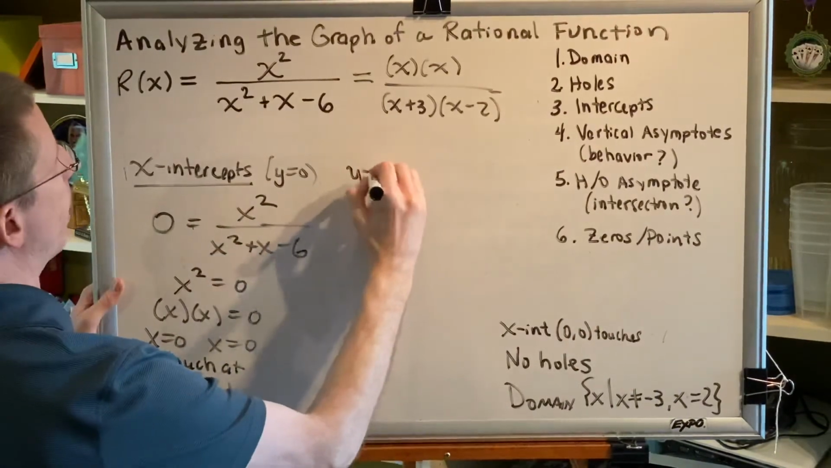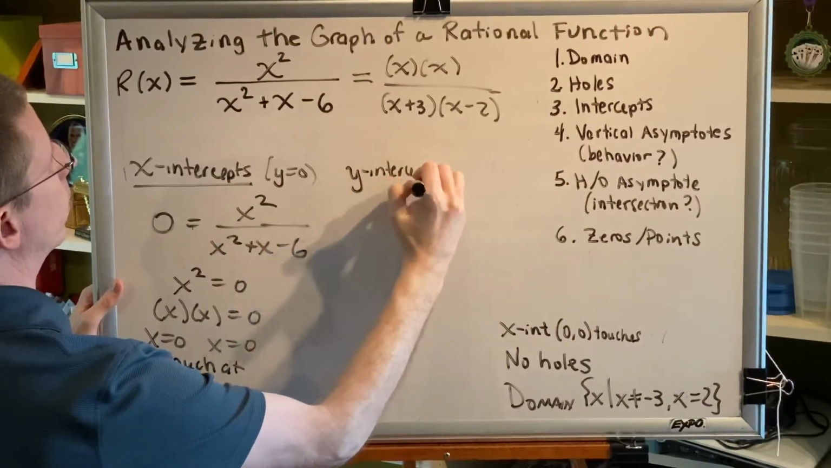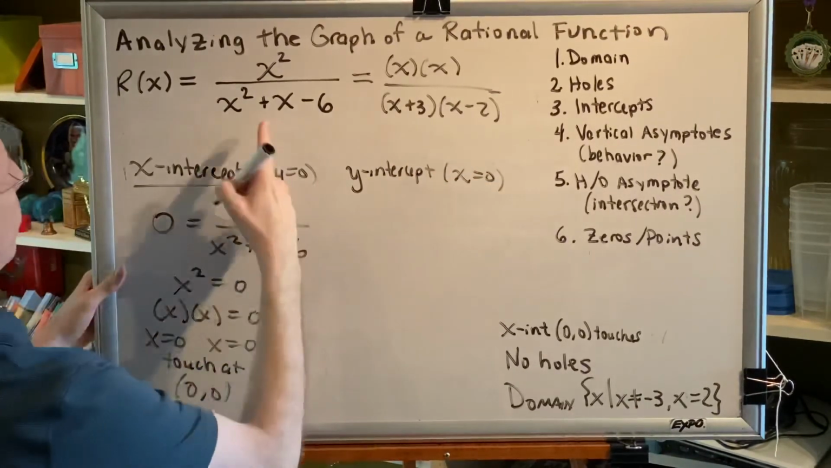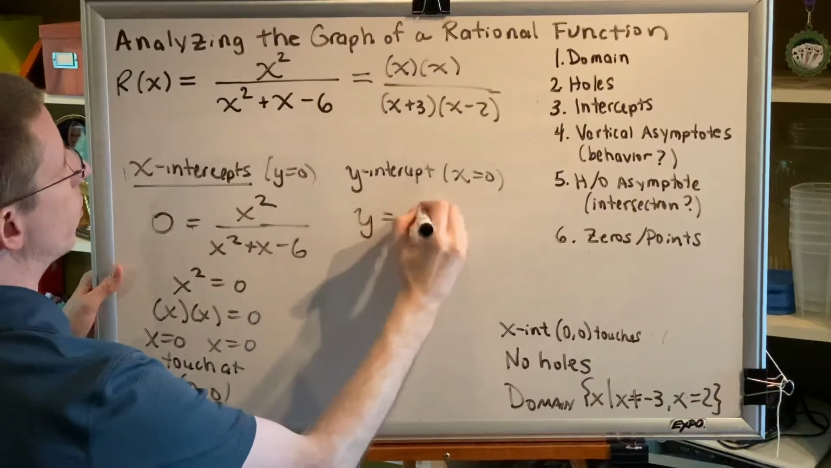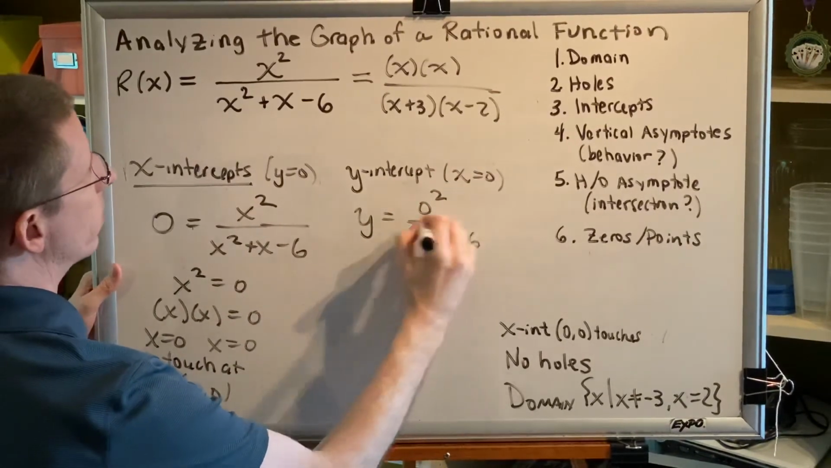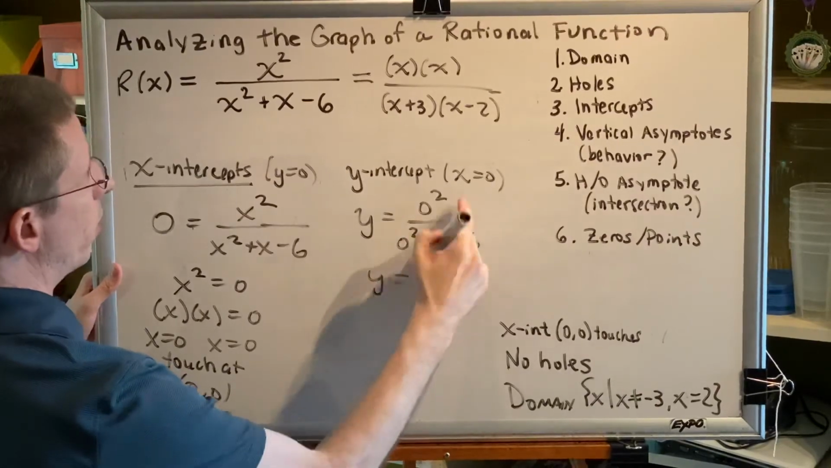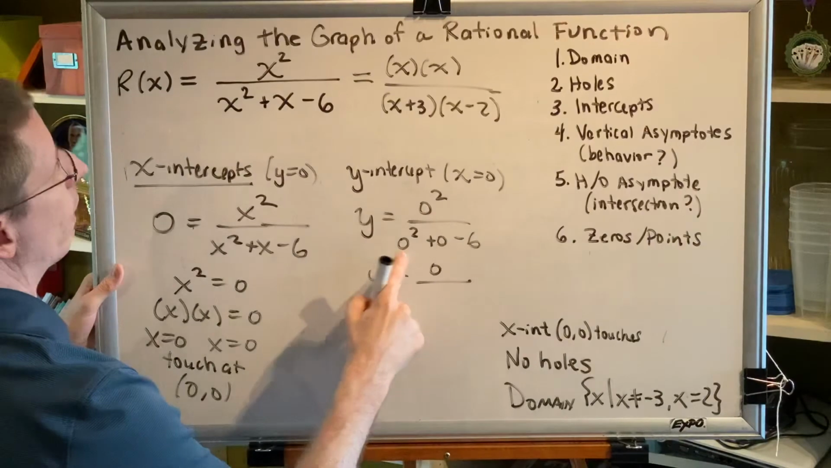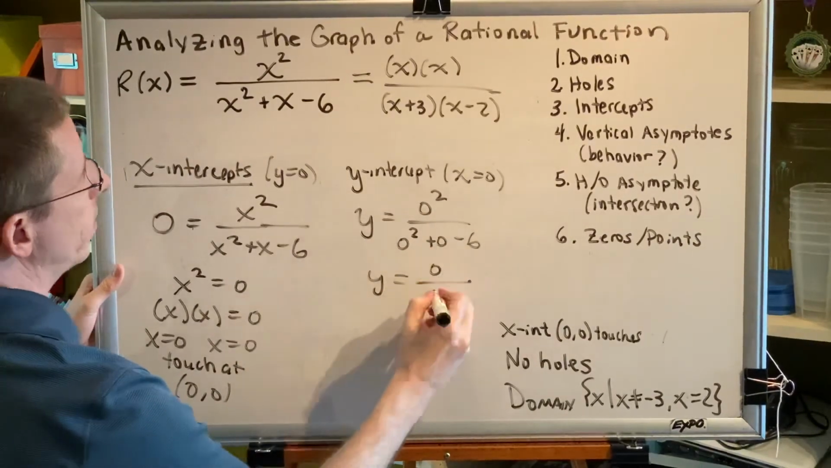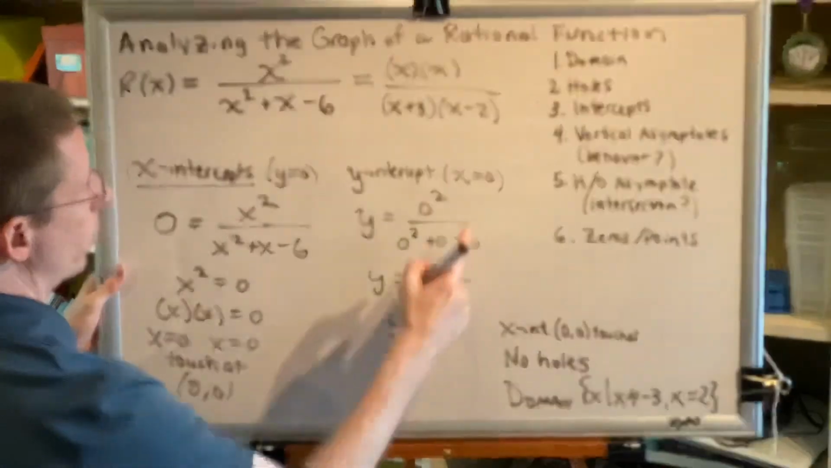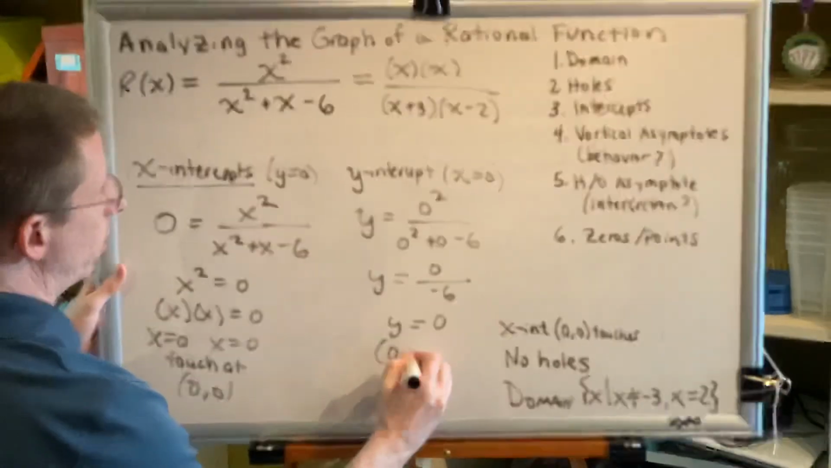Okay, y-intercept. Well, with a y-intercept, x is equal to 0, and so we plug in here, and we get y is equal to 0 squared over 0 squared plus 0 minus 6. Numerator 0 squared is 0. Denominator 0 squared is 0. Plus 0 is 0. Minus 6 is -6. And 0 divided by -6 is 0. So once again, I get the origin 0, 0.